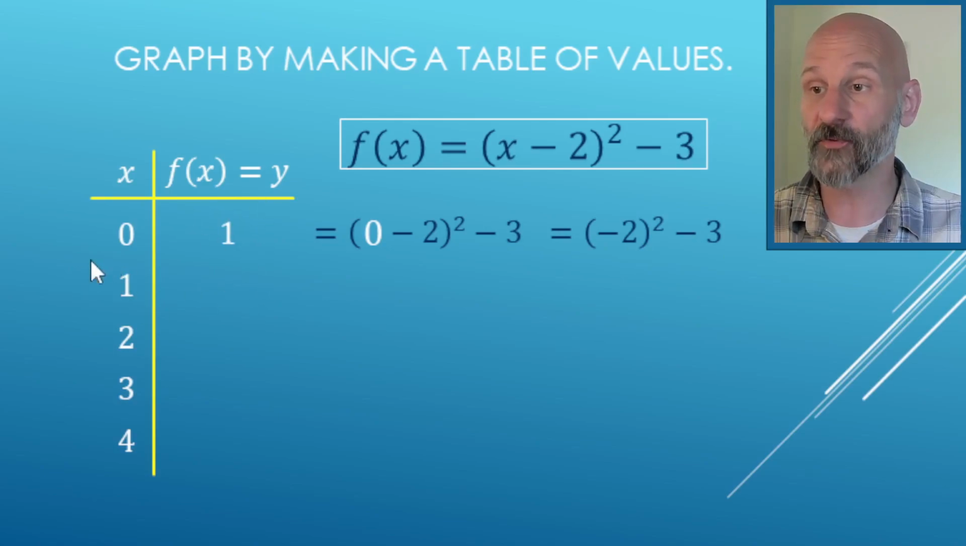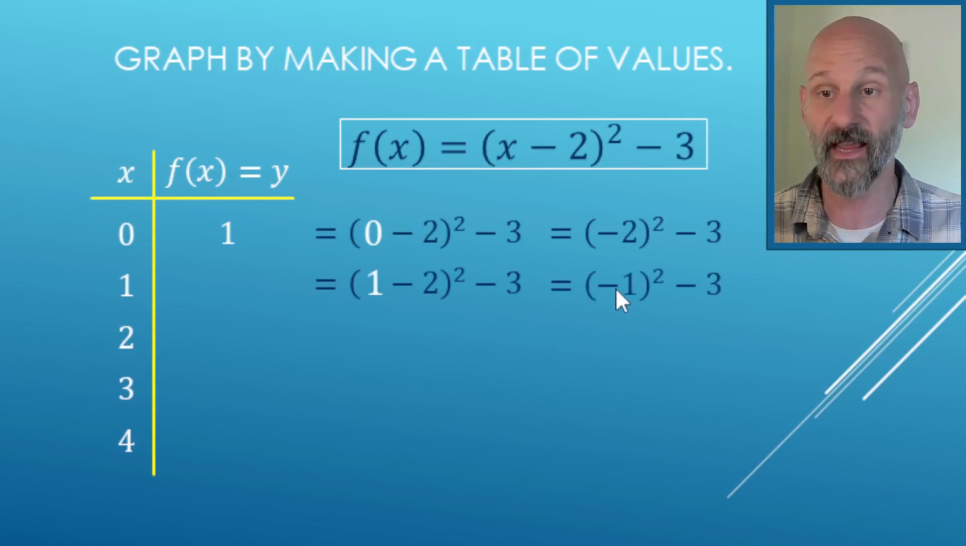Next up for this row here, 1 goes in for x to find the corresponding y value. So instead of an x or a 0, we got a 1 there. 1 minus 2 for parentheses makes negative 1. Next up, exponents. Negative 1 squared is 1. 1 minus 3 makes negative 2.